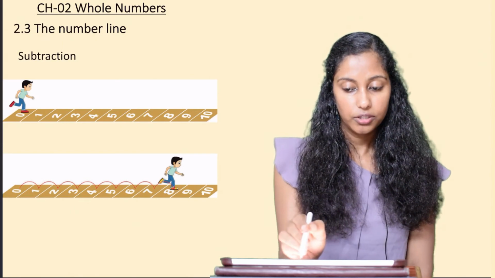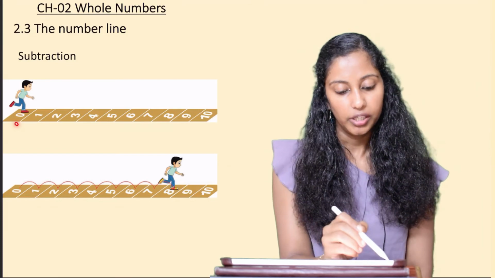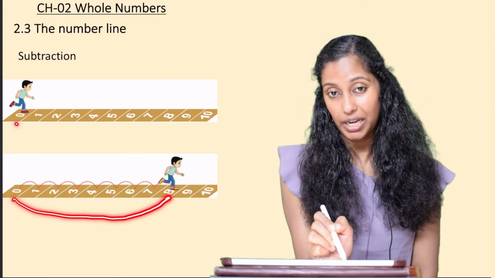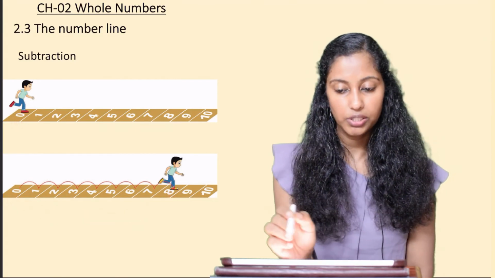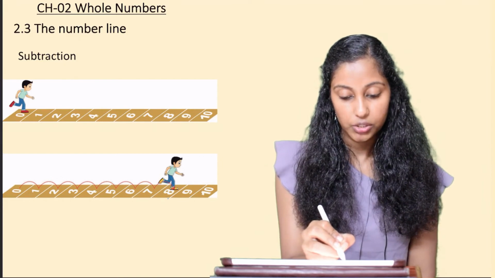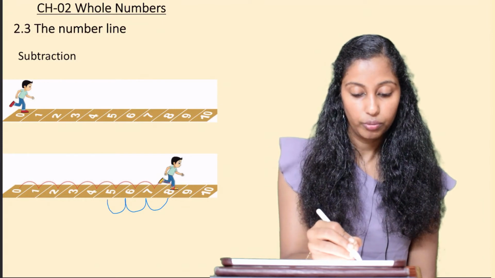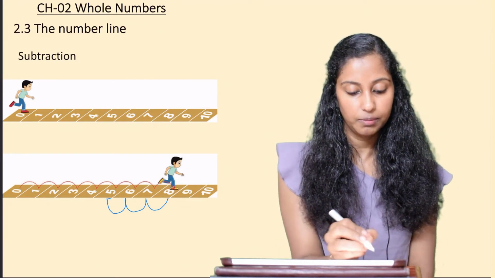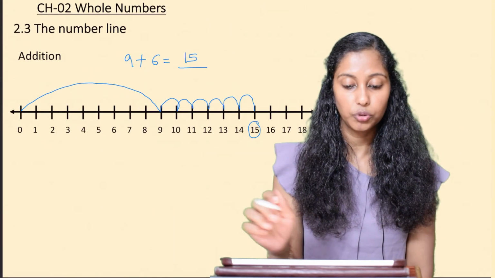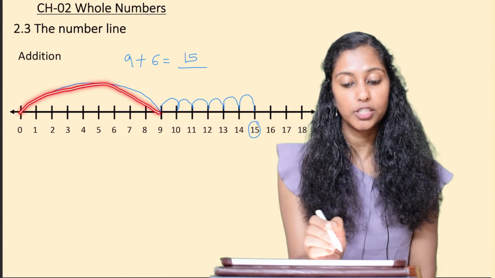Now in subtraction sum, here this is Raju. Raju started from tile number 0. He ran till tile number 8 and now he wants to run behind 3 steps. So how is he going to run behind? Let us see. He is going to start from 8. He is going to run behind. So 1, 2, 3. So by running behind 3 steps, what we get is 8 minus 3 is equal to 5.